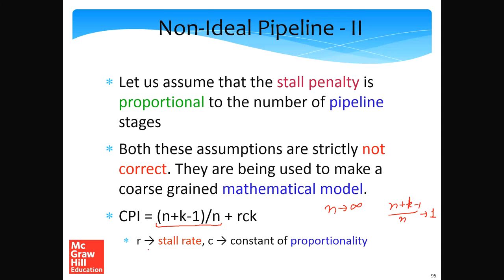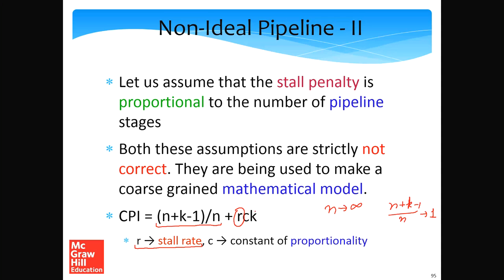Furthermore, let R be the stall rate. So we are saying that the stall rate is dependent on the instruction. It is not dependent on anything else. And since it's dependent on the instruction, it will remain independent of the pipeline. So this is one constant.